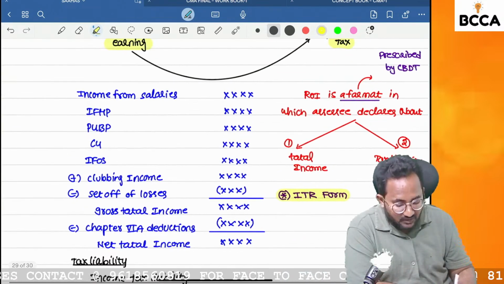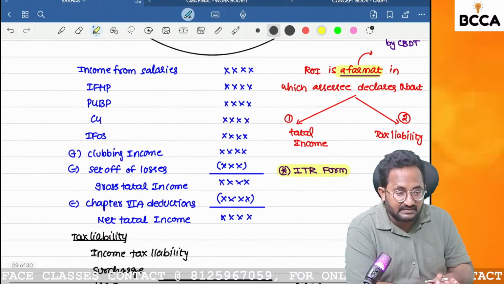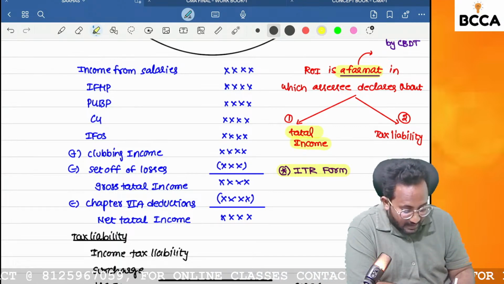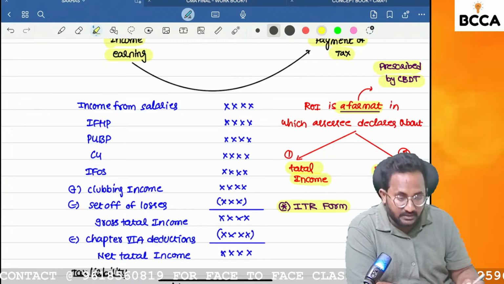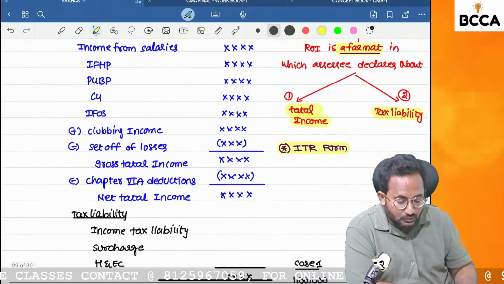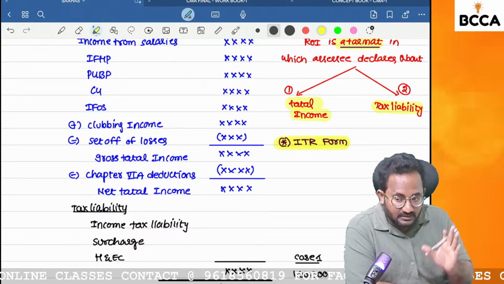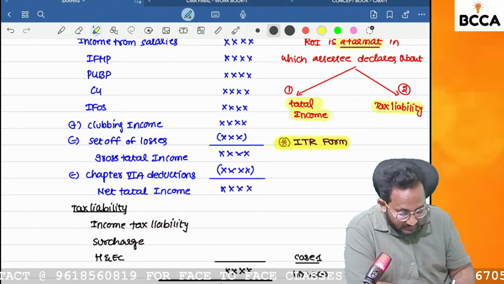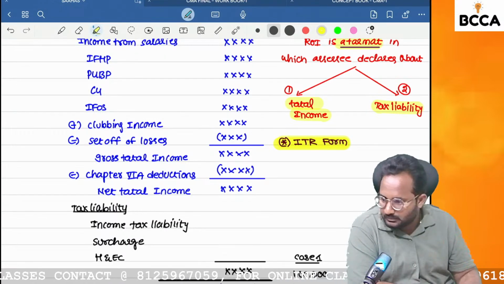Can you tell me the meaning of return of income? Return of income is a format in which an SSC will declare the details about his total income as well as tax liability. These formats are prescribed by whom? CBDT. So all the SSCs who are filing the return of income need to use these ITR forms only. For which SSC which ITR form is applicable, we will discuss later in this chapter. Are you clear up to now?